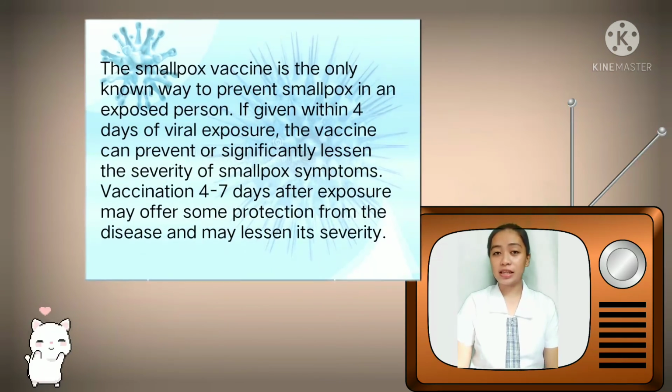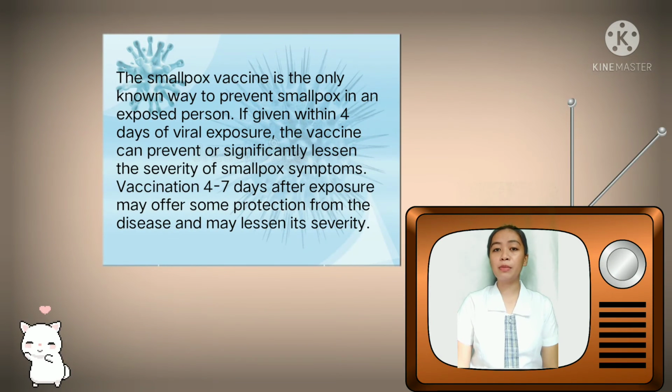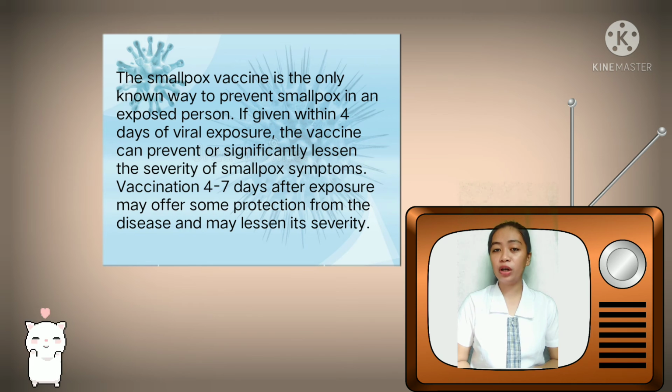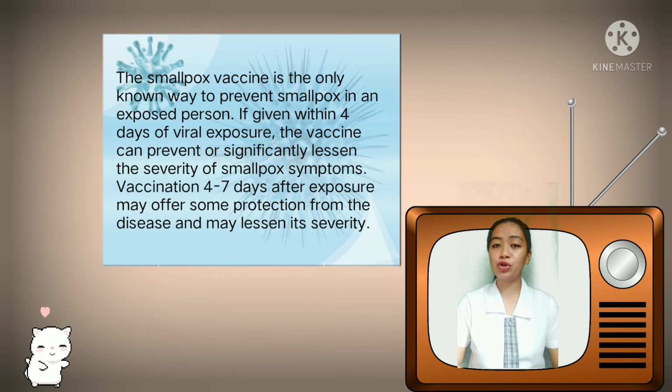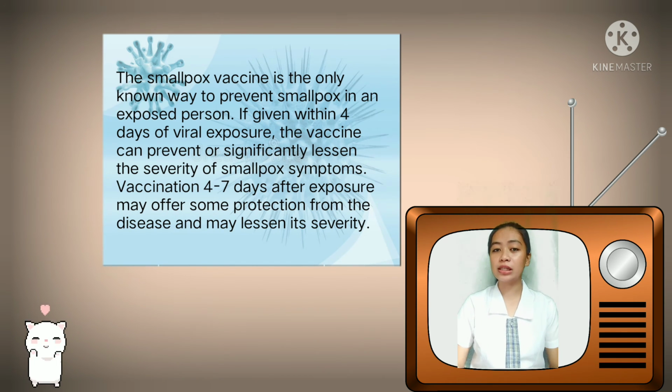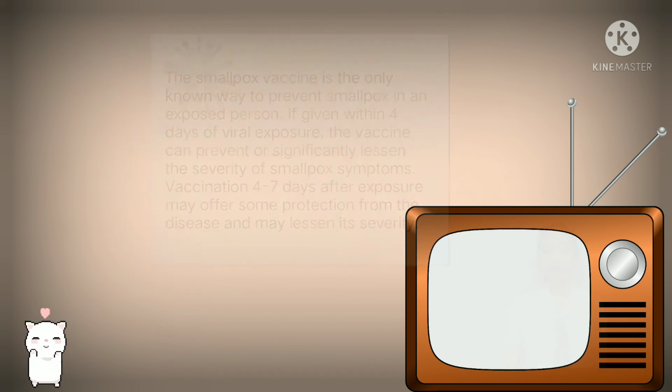The smallpox vaccine is the only known way to prevent smallpox in an exposed person. If given within 4 days of viral exposure, the vaccine can prevent or significantly lessen the severity of smallpox symptoms. Vaccination 4 to 7 days after exposure may offer some protection from the disease and may lessen its severity.